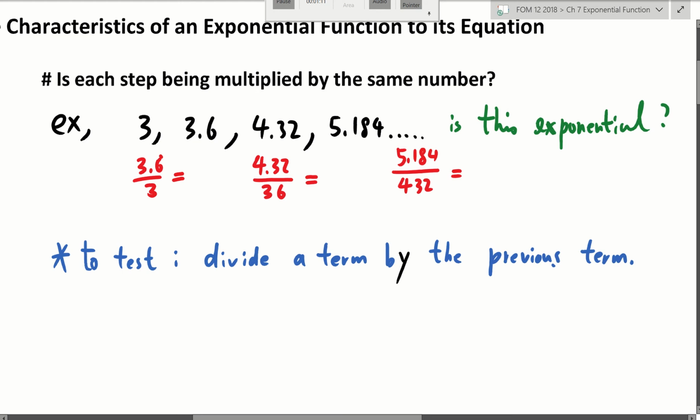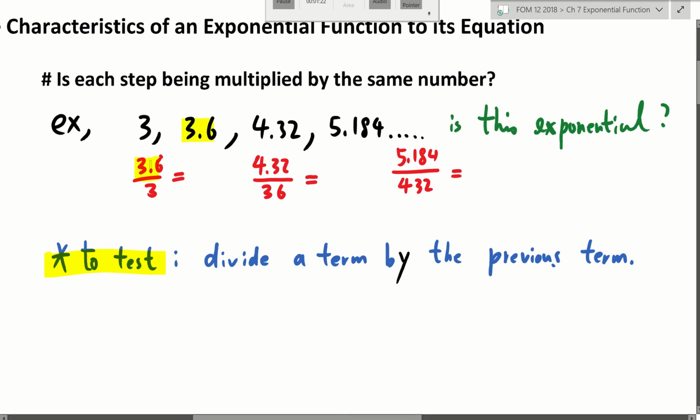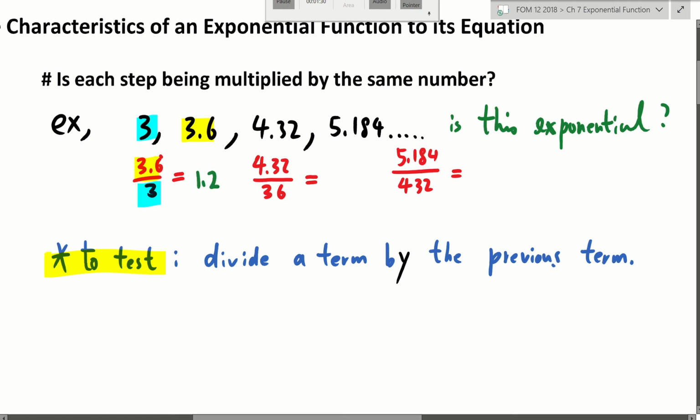Whether increasing or decreasing doesn't really matter. What you need to do is test it: divide a term by the previous term. Let's say you took term 2 and divide it by term 1. Term 2 is 3.6, term 1 is 3. So you use a calculator and divide it. What do you get? In this case, you get 1.2. You go, okay, so what? I don't know, so let's try the next one.